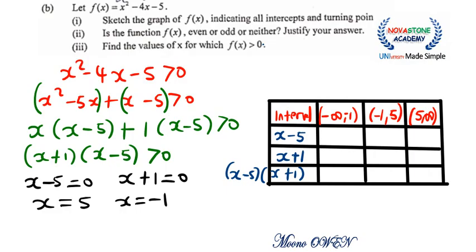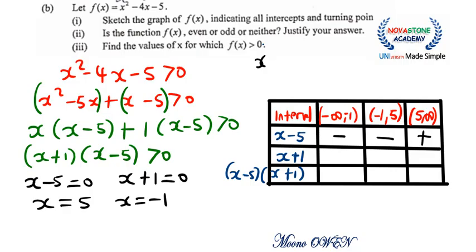So if I say this is x minus 5, if I get any number between negative infinity and negative 1, let me say I get negative 2, I'm going to have a negative answer. So basically here it is a negative. Now between negative 1 and 5, if I pick any number, let me say a 2, if I put a 2 there, I'm still going to get a negative answer. So this would be a negative. Now between 5 and infinity, if I get 6, I'm going to have a positive number. So this is positive.